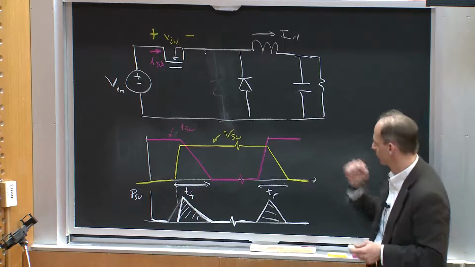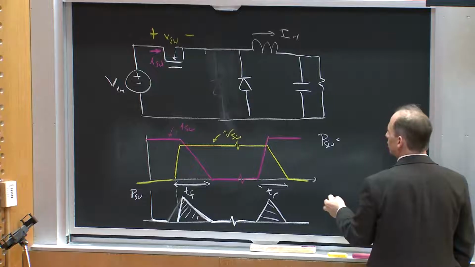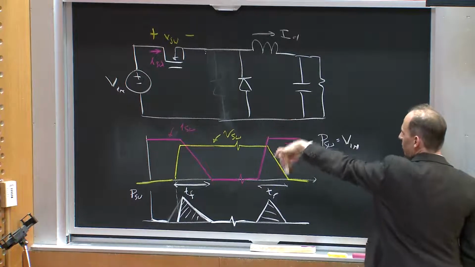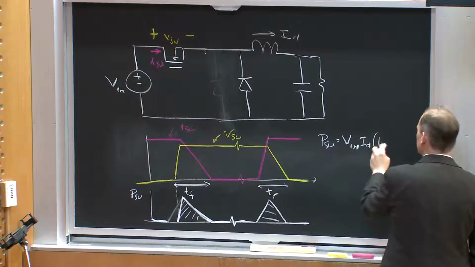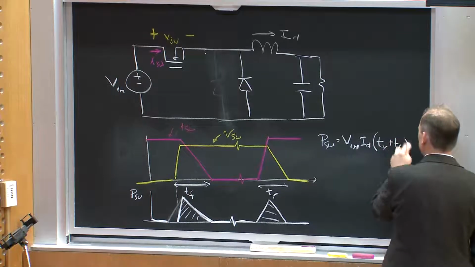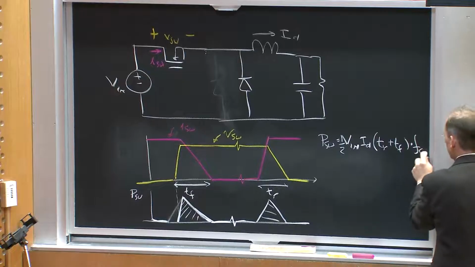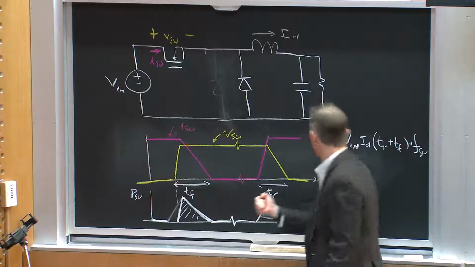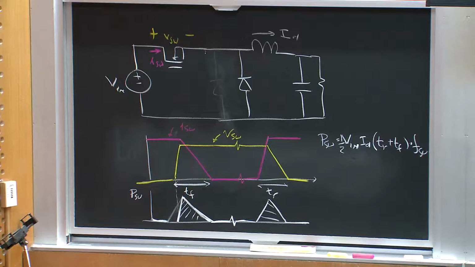And then if I use this simplified model, what I'd get is a switching loss equal to V in, because that's the peak voltage, times I D, that's the peak current, times T R plus T F over 2, times the switching frequency. Okay? This is the area under each of these times T R, and I'd get this total power dissipation. Any questions about that?